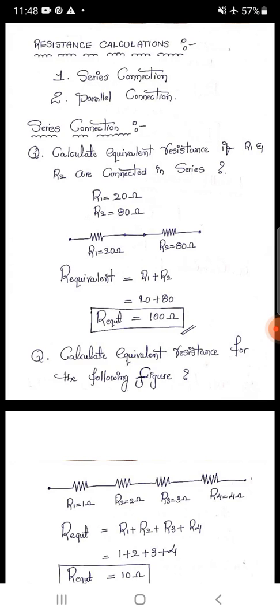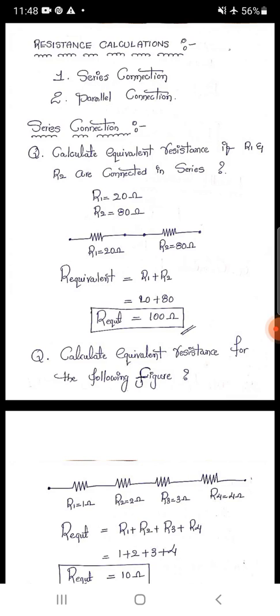series connection. For example, R1 has two terminals, one on the left side and another on the right side, and R2 also consists of two terminals, one left and one right side. Just see the connection between R1 and R2. The right side terminal of R1 is connected directly to the left side terminal of R2 like this. This type of connection we call a series connection.